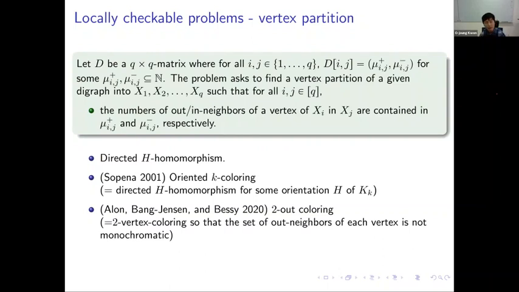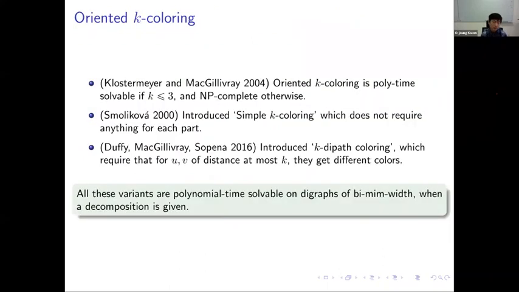So I saw some more results on the oriented k-coloring. Oriented k-coloring is polynomial-time solvable if k is at most 3 and NP-complete otherwise. And some similar notion called simple k-coloring was introduced by Smolikova, which does basically the same concept between colors, but the oriented k-colorings require that each color class is independent, whereas simple k-coloring does not require anything inside of each part.